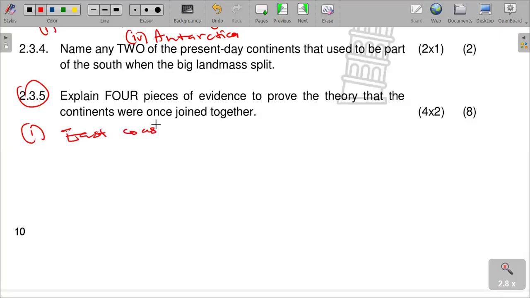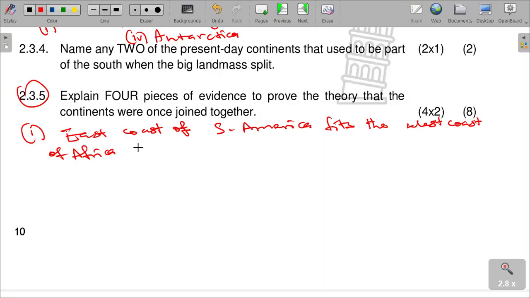The east coast of South America fits the west coast of Africa almost perfectly at 2,000 meters below the sea level.